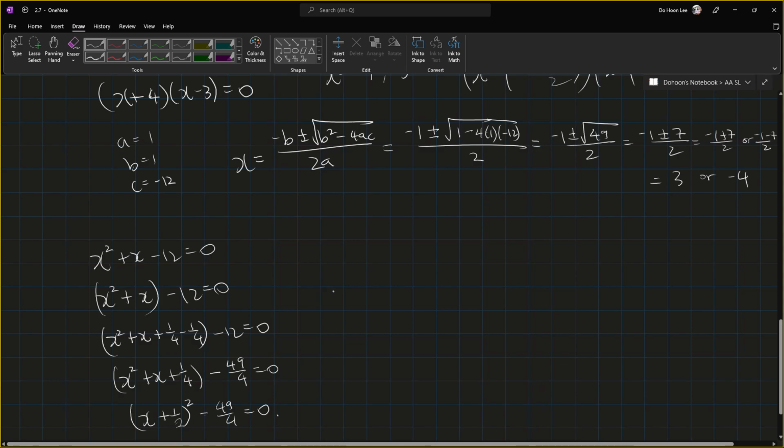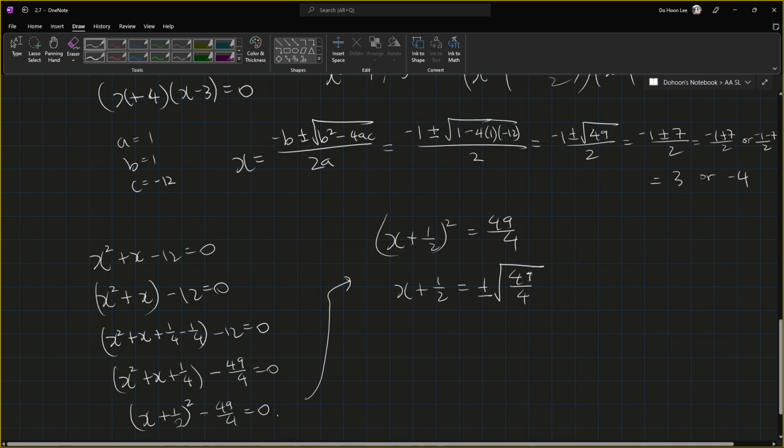Okay. Now let's isolate x here. So I can say that x plus 1 over 2 squared is now 49 over 4. And then if there was an a value here, I would have divided a on both sides. But there's none, or it's 1, so nothing happens. Now we can square root both sides. And remember, we have to put the plus and minus sign here.